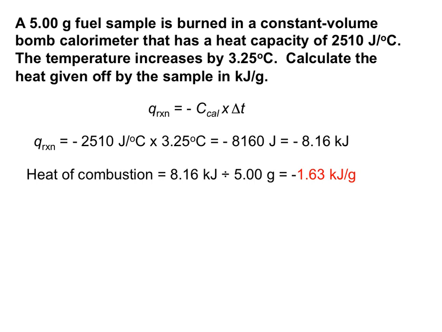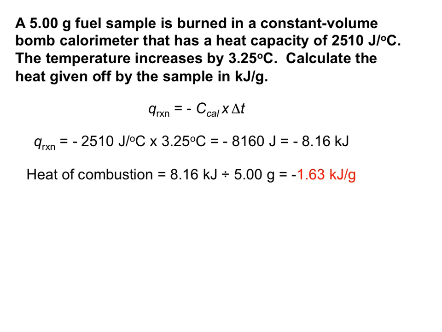A 5.00 gram fuel sample is burned in a constant volume bomb calorimeter. So they've told you that you're using the constant volume bomb calorimeter, so you know you're going to be utilizing this type of equation. This bomb calorimeter has a heat capacity as follows, and the temperature change of the bomb calorimeter when we burn these 5 grams of fuel is 3.25 degrees C.